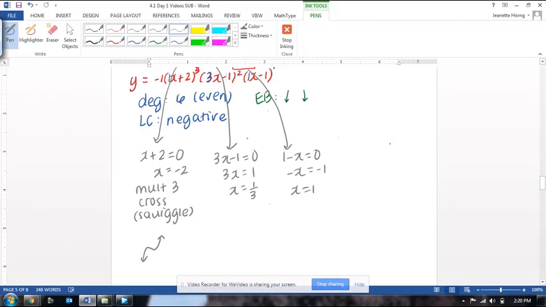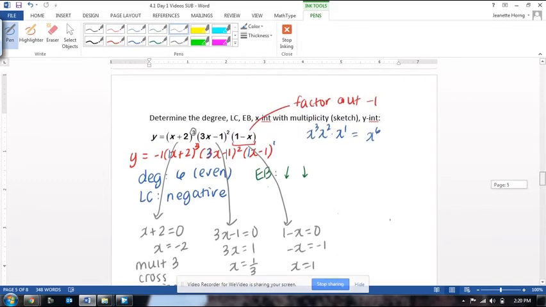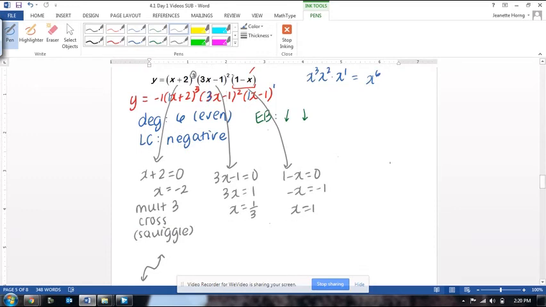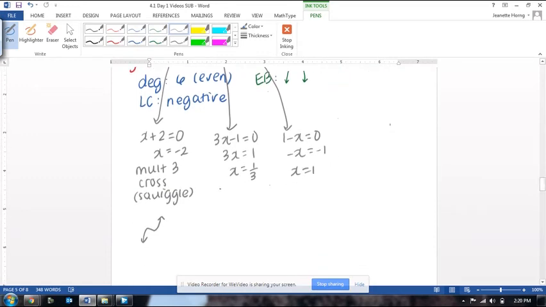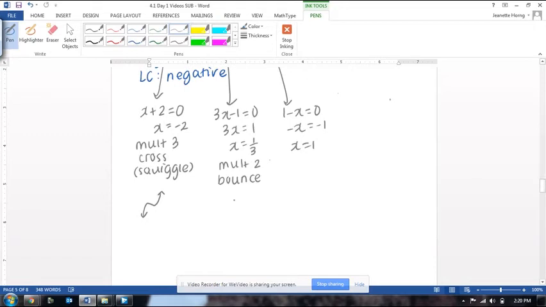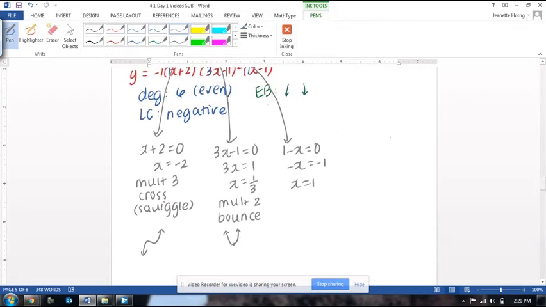At x equals 1/3, you'll notice that this factor only occurs twice. 3x minus 1 has an exponent of 2. That means this one has a multiplicity of 2. So it will act like something with a degree of 2 at that spot, aka it will bounce or touch, according to the way that your book likes to say it. So it'll kind of act like a parabola, right? A degree of 2. It'll do like one of these. It'll touch the x-axis and it'll come off from it and go back from where it came.